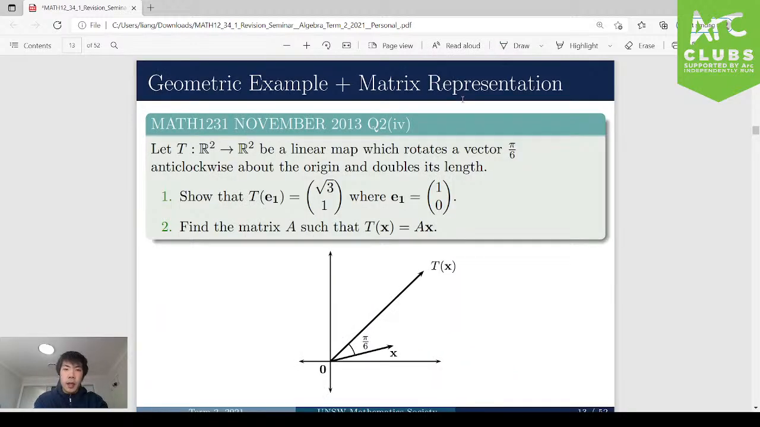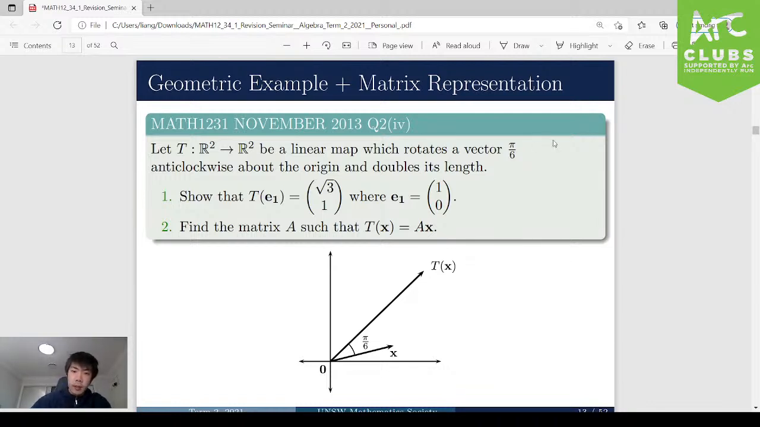Another example to think about is its geometric application. Let T be a mapping from R2 to R2, which rotates a vector pi on 6 anti-clockwise about the origin, and then doubles its length. Show that T of E1, the first basis vector, is root 3, 1, where E1 is 1, 0, and find the matrix representation A such that Tx equals Ax.